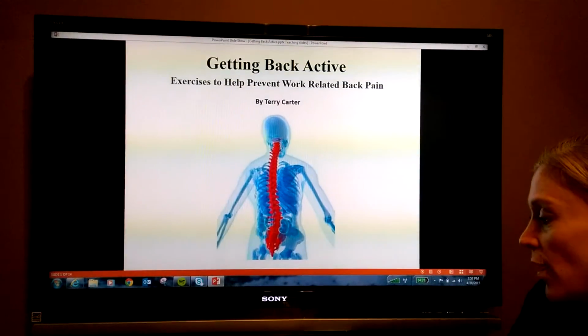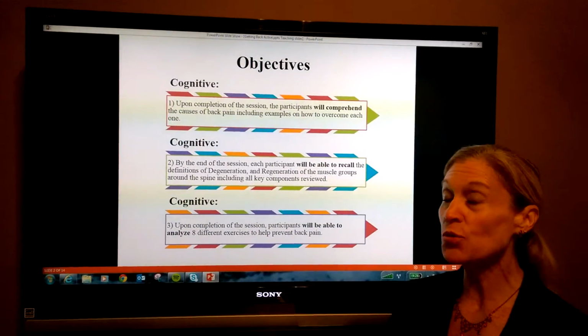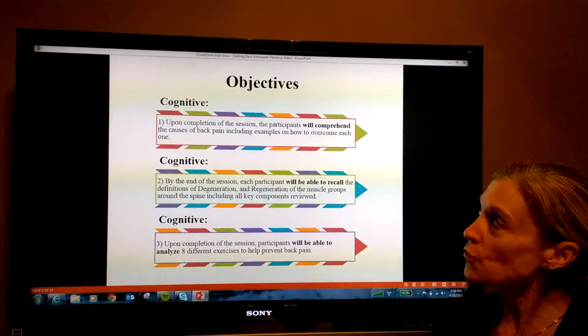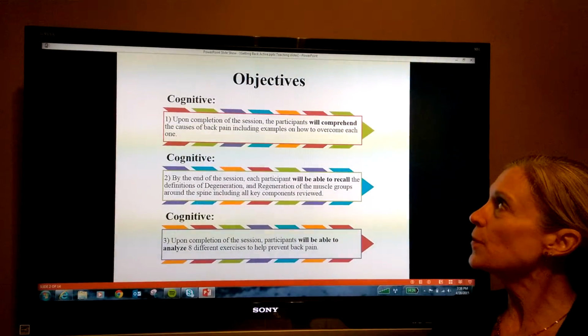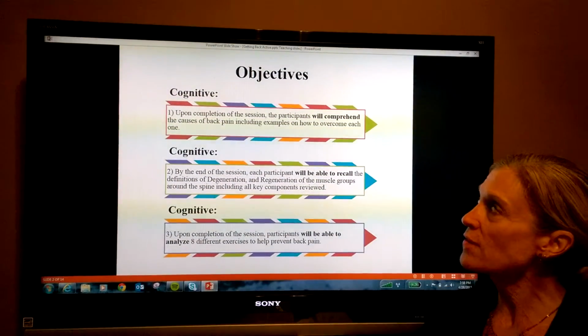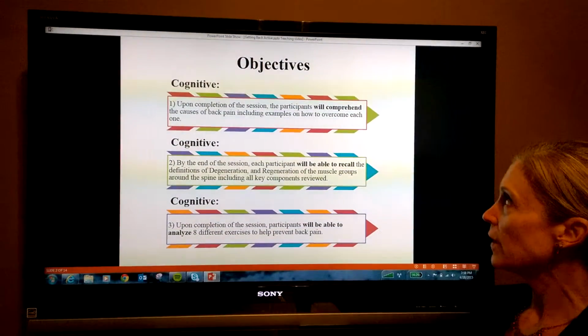So I have actually 5 objectives in this particular presentation. I have 3 cognitive objectives. The first one, cognitive number 1, is going to be based upon completion of this program. The participants will comprehend the causes of back pain, including the examples and how to eliminate and overcome each one.